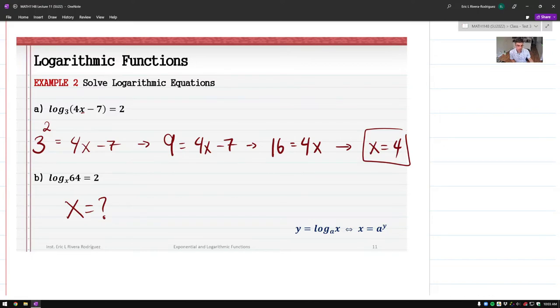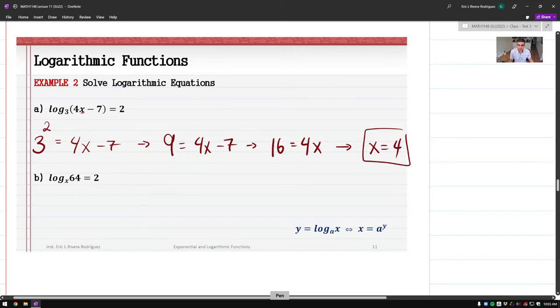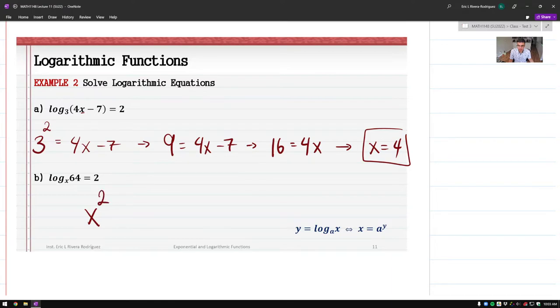Okay, Benjamin, I see 8. Anyone else? Any other value that might come up here? Okay, so what we are going to do is to use the base to the power of 2 equals 64. We take the square root on both sides, right? And that gives us plus minus square root of 64, which is plus minus 8.